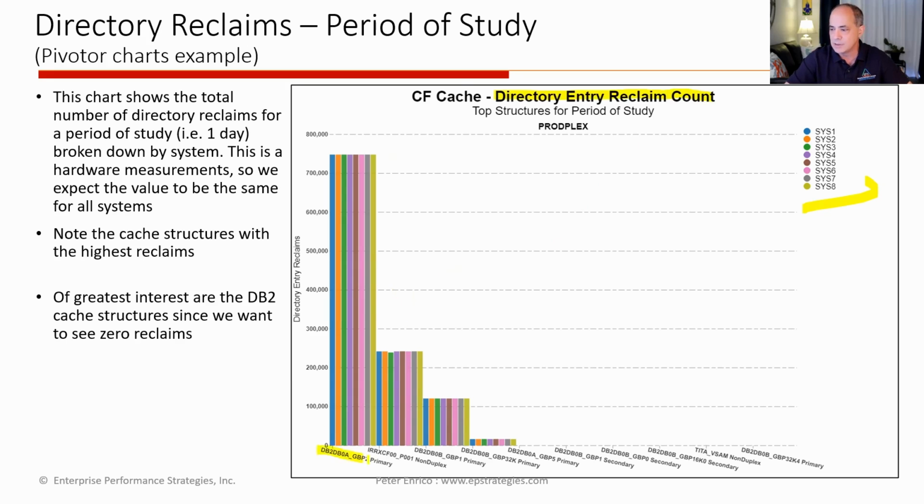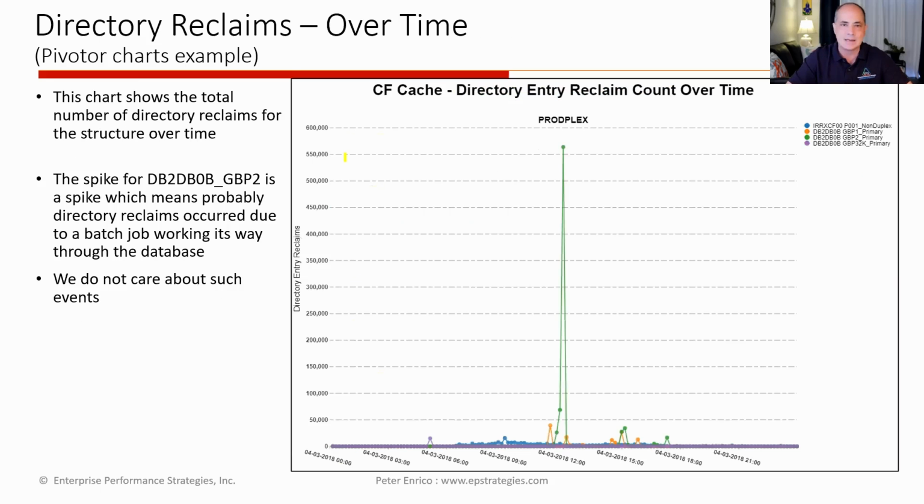So we see here for this particular DB2 group buffer pool 2, we have hundreds of thousands of these directory entry reclaims over 24 hours. This is what we don't want to see. But when I say we don't want to see it, there are times that you're running batch jobs to maybe reorganize a database or whatever. You're doing something to the database. As a result, let's say you're reconciling accounts if you're a bank, you're slamming the database, and you're going to have lots of directory entry reclaims.